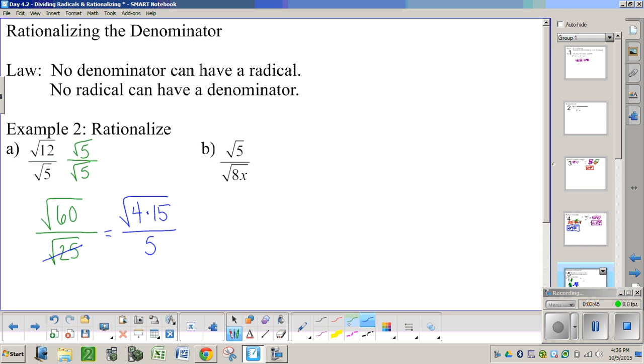So the square root of 4, it's a perfect square. It's going to come out as 2. And we're going to get a nice answer of 2 radical 15 all over 5.